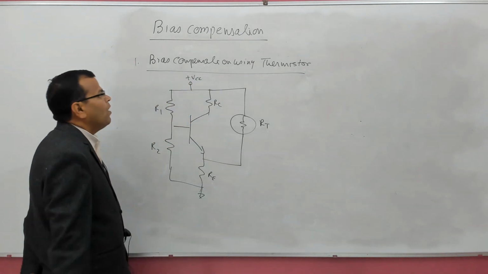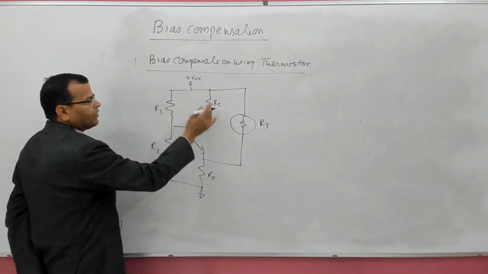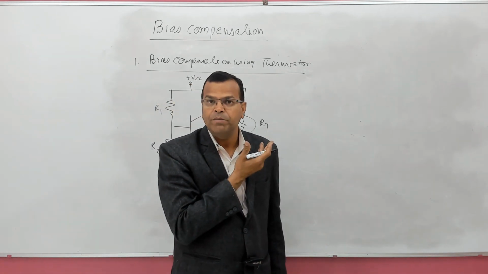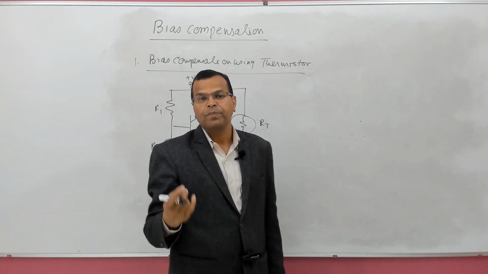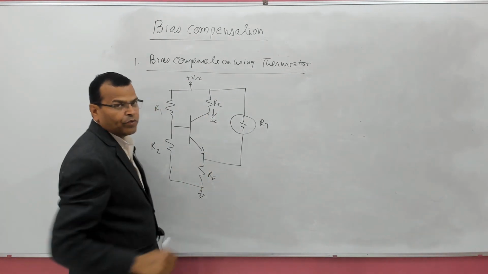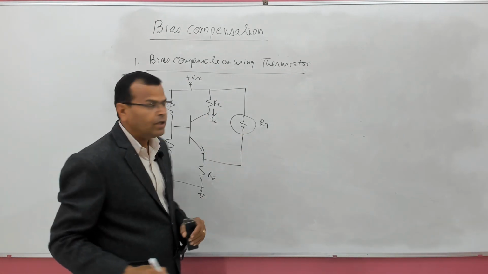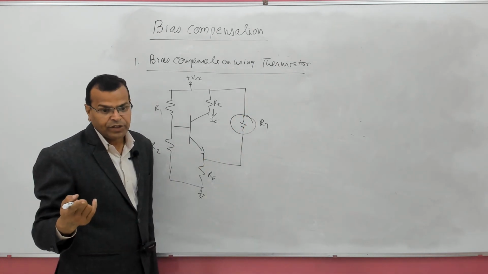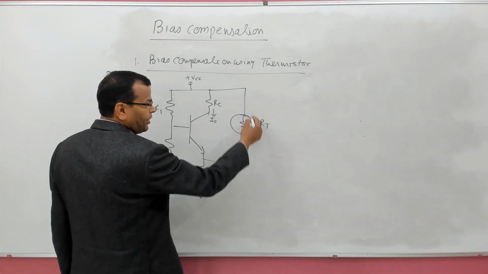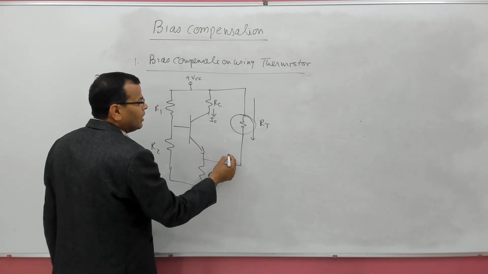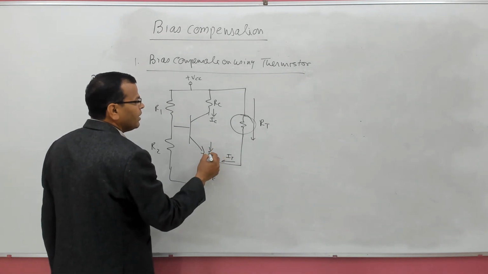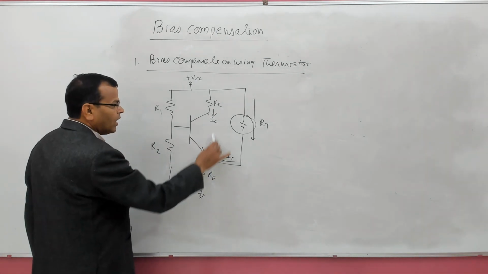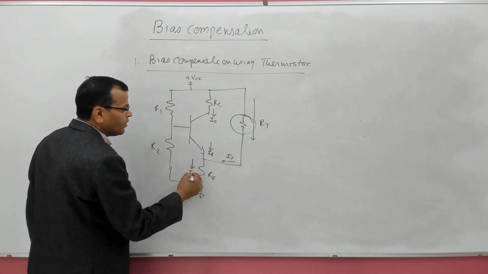What will happen when the temperature of the device increases? This is the collector current, so this will try to increase, because we have already seen in my previous circuits that when temperature increases, IC will increase. But let us see the role of this thermistor. When temperature increases, its resistance will decrease because it has a negative temperature coefficient. When the resistance of the thermistor decreases, the current in the thermistor will increase. So current IT will increase. This is IE. This is IC. Current IT is increased, current IC is increased, so the current through RE will increase.